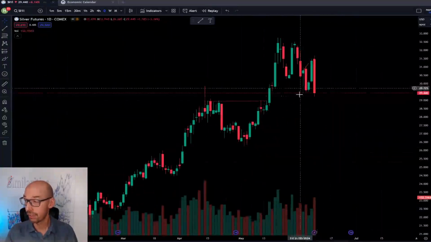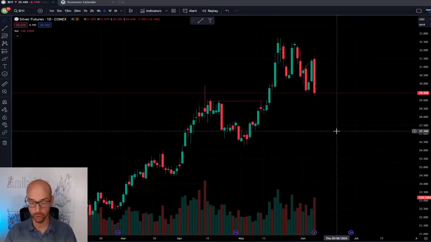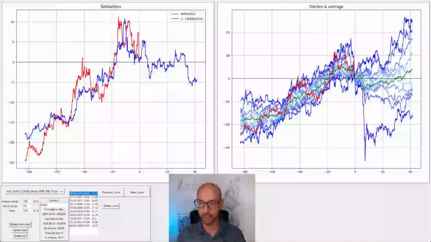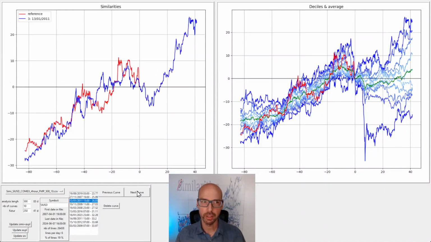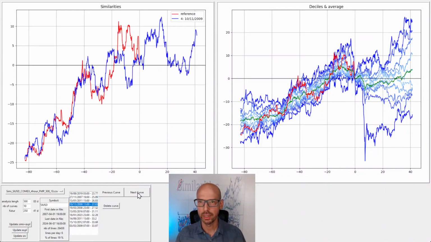Silver, I had no indication last week. Okay, let's switch to the similarities analysis. 83 days of analysis window, which is quite normal for a medium term. Let's do the selection curve by curve. This one is okay, this one is okay, this one is okay, this one is not going to be okay, this part is okay fitted, but this one no, really no.